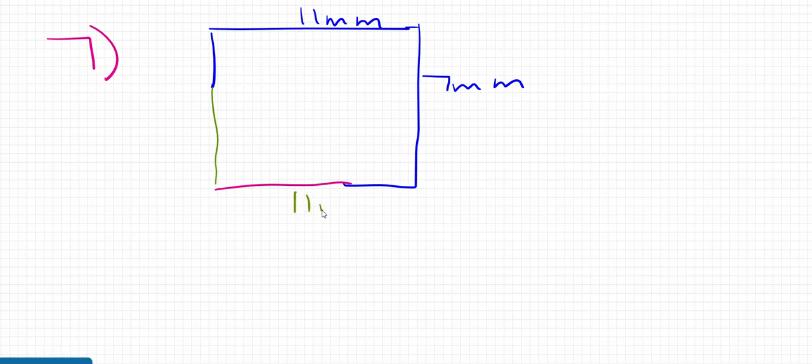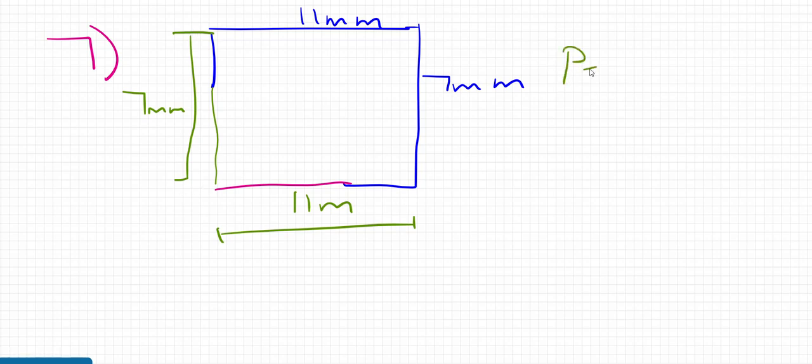So we have 11 millimeters here all the way along, and 7 millimeters there all the way along. That's all I need to calculate the perimeter. Okay, I don't need to know the exact length of that pink line or the exact length of that green line. All I need to know is the whole length of each side. So perimeter is equal to 11 plus 11 plus 7 plus 7. It's a rectangle, so we can see two equal sides.